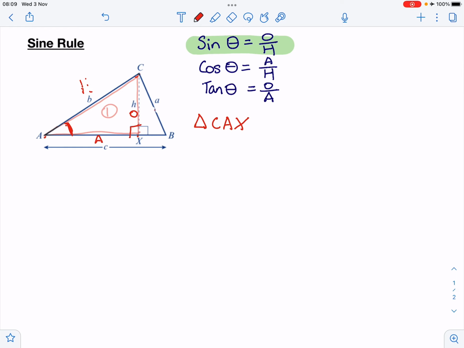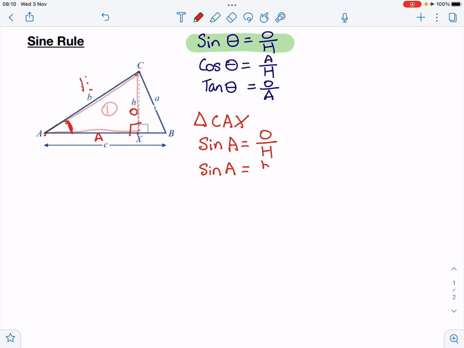So using the sine rule, we can say that sine A is the same as opposite over hypotenuse. And looking at our diagram, for sine A the opposite is H, and the hypotenuse is B.